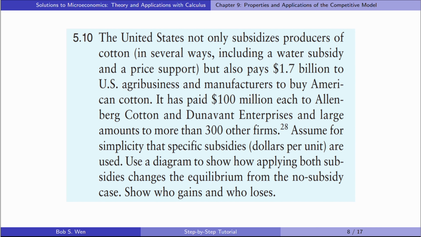Let's go to exercise 5.10. The United States not only subsidizes producers of cotton, but also pays $1.7 billion to U.S. agribusiness and manufacturers to buy American cotton. Assume for simplicity that specific subsidies are used. Use a diagram to show how applying both subsidies changes the equilibrium from the no subsidy case. Show who gains and who loses.